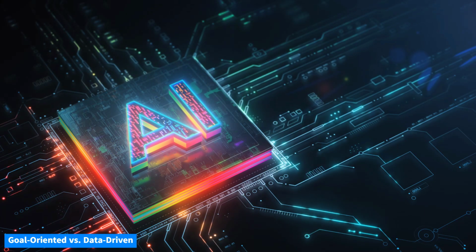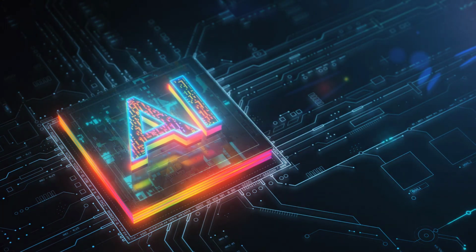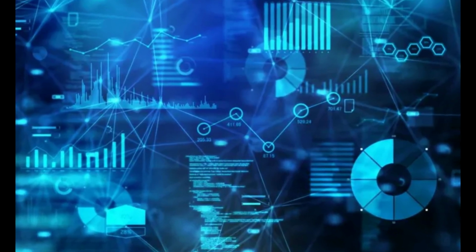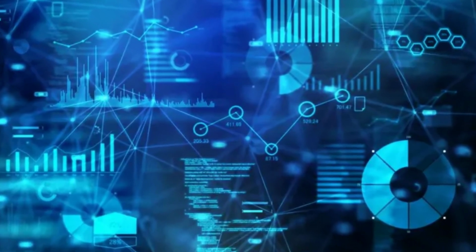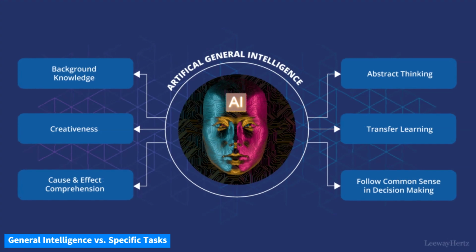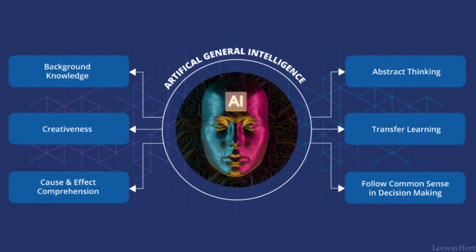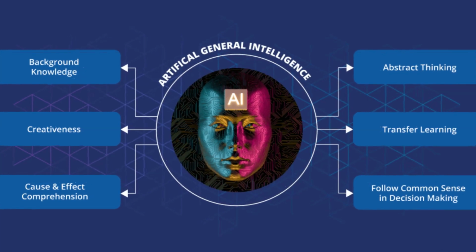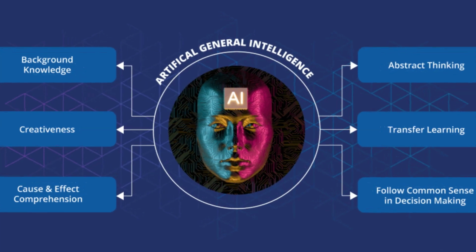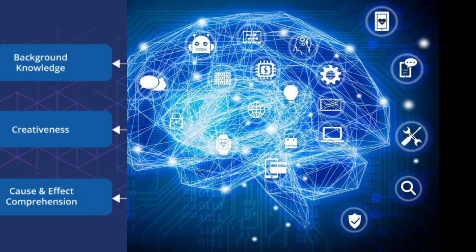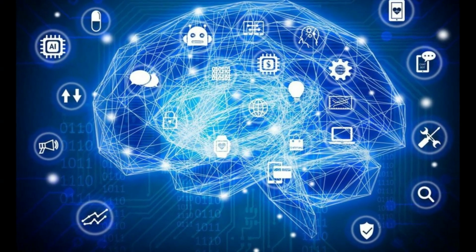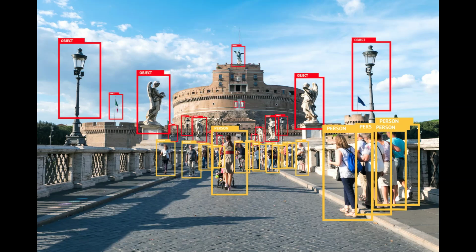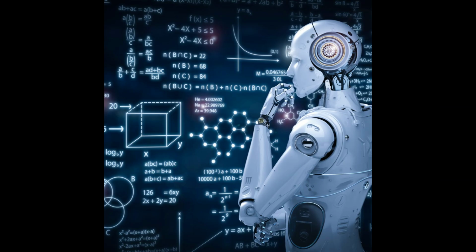Goal-oriented versus data-driven. AI is often goal-oriented, aiming to achieve specific objectives. Machine learning is data-driven, focusing on learning from data to improve its performance. General intelligence versus specific tasks. AI seeks to develop systems that can exhibit general intelligence, meaning they can learn, reason, understand, and apply knowledge across a wide range of domains. On the other hand, machine learning algorithms are specifically designed to excel at particular tasks, such as image recognition, natural language processing, or predictive analytics.